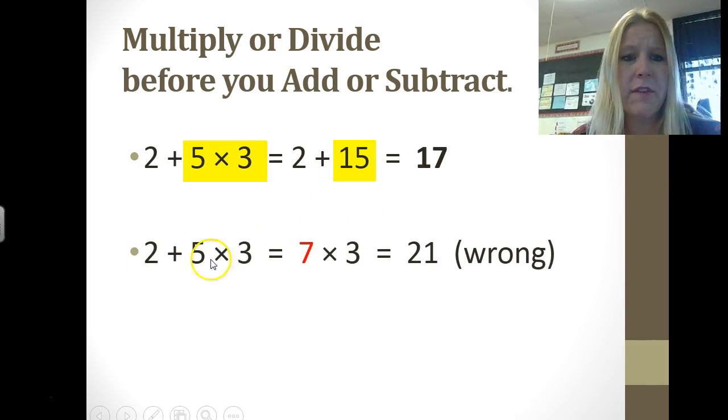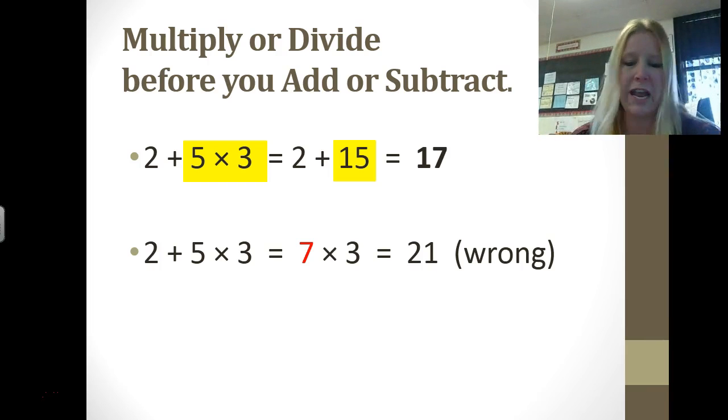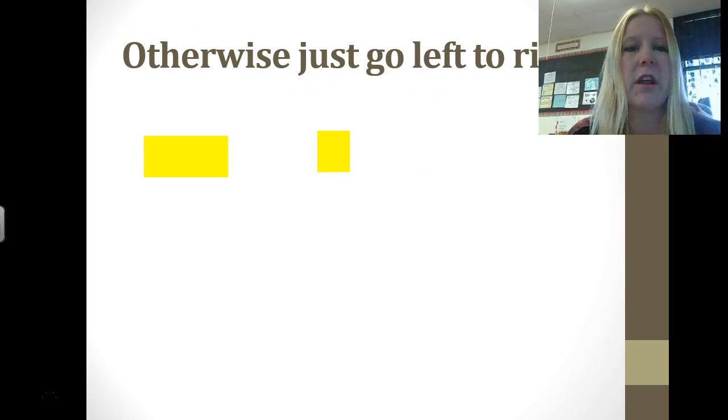Here's the wrong way. If I had just said, let's go ahead and just do 2 plus 5, that would have gotten me 7. 7 times 3 is 21. 21 is not the right answer, because you have to multiply first before you can add or subtract. Yes. Multiply and divide before you add or subtract.